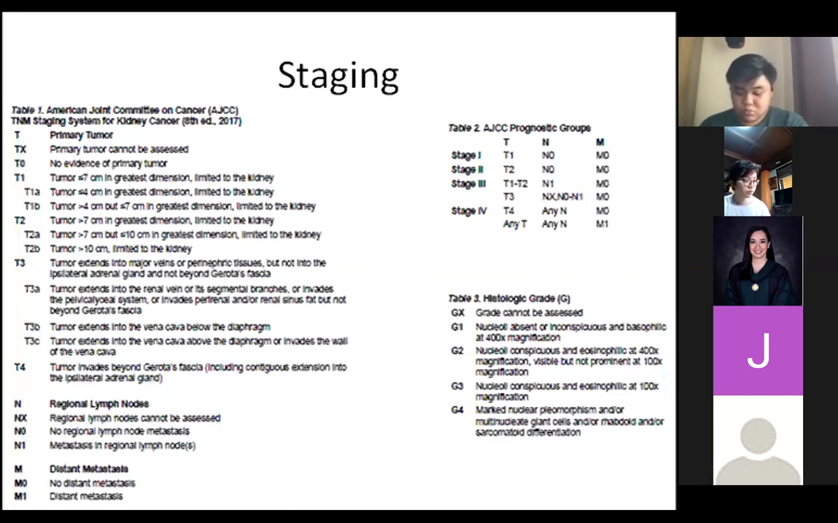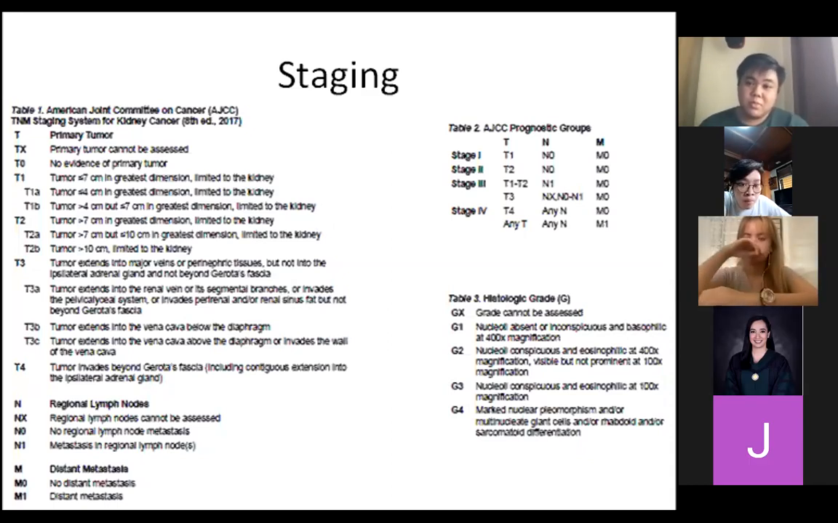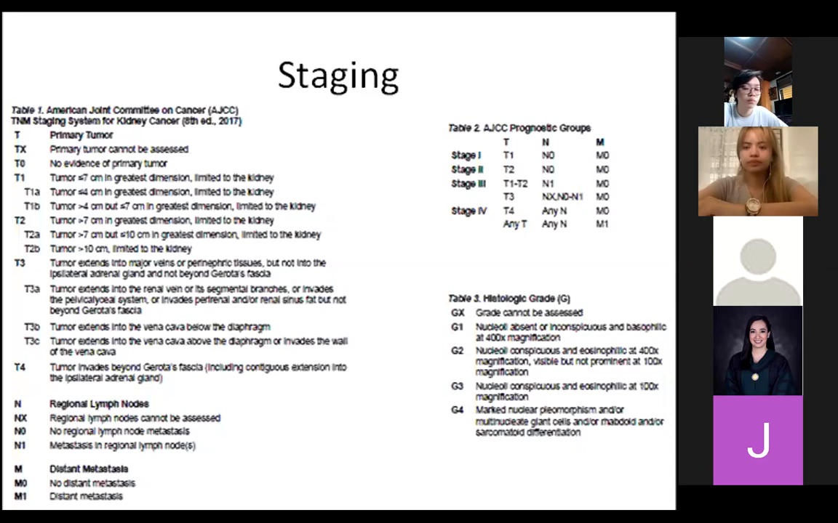Ang T3, tumor can extend into major veins or perinephric tissues, but not into the ipsilateral adrenal gland and not beyond the Gerota's fascia. So again, may 3A, 3B, and 3C. Ang 3A extends into the renal vein or its segmental branches, or invades the pelvic calyceal system, or invades the perirenal and renal sinus, but not beyond the Gerota's fascia. 3B, vena cava below the diaphragm. And 3C, mas kalat na, so above the diaphragm na. It invades the wall of the vena cava.